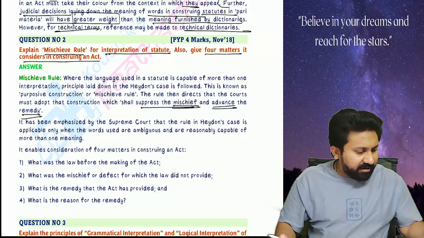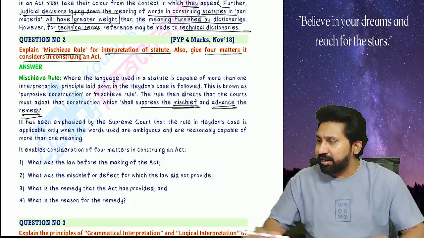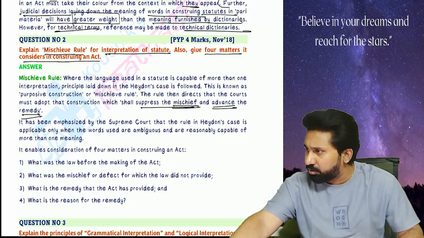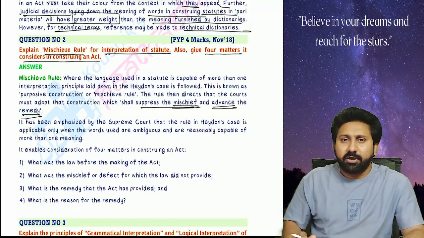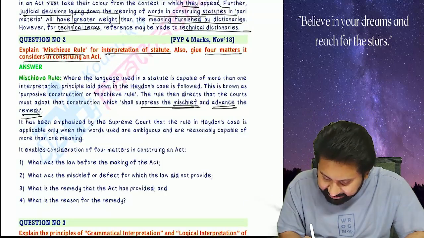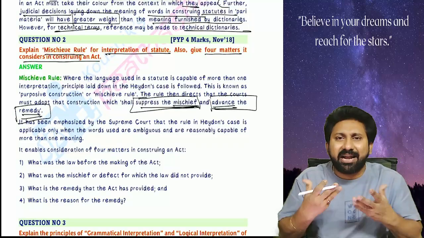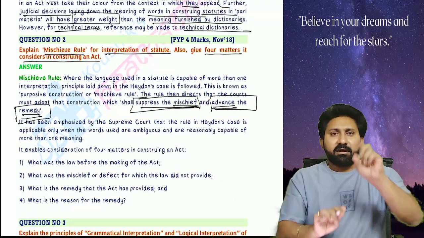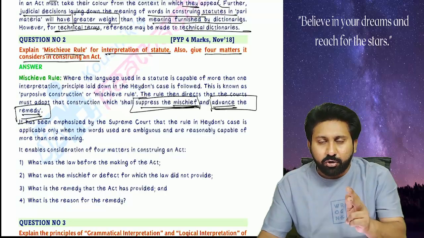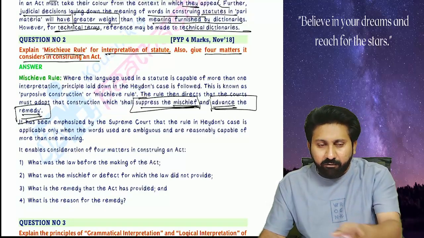I am telling you very, very clearly, there is no chance. They don't give marks if you do it otherwise. You have to write as it is: suppress the mischief, advance the remedy. What is so great about remembering? It is easy to remember. When a particular word has two or three interpretations, follow Heydon's rule.